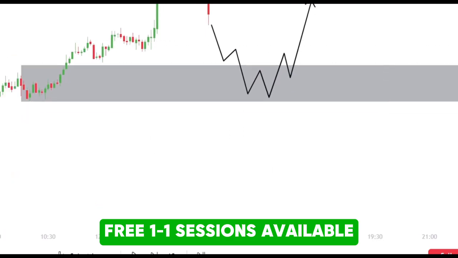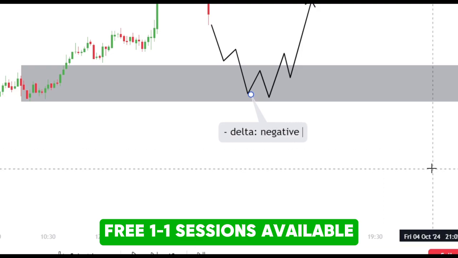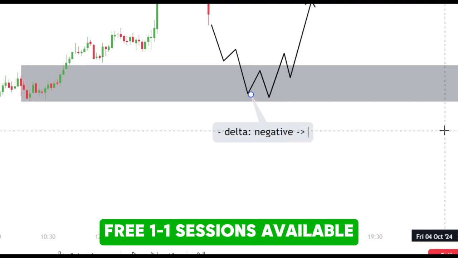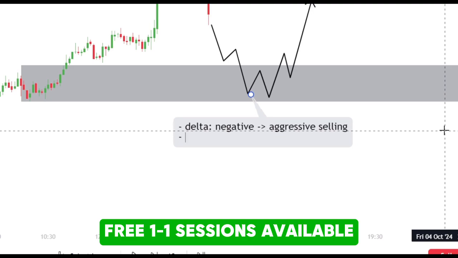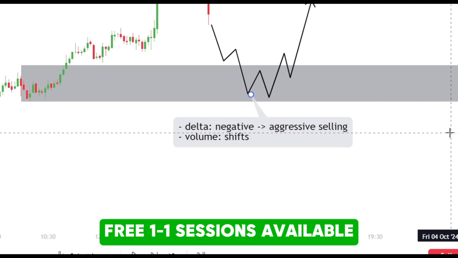Now, a couple of things we want to see over here. I'm going to break this down before we get into the actual candles. We're going to be looking at delta, and we want to see negative delta coming into the area. Negative delta represents aggressive selling, right? So we want to see aggressive selling. That's the first thing. The second thing we want to see is volume, and in particular, we want to look at shifts of volume. We want to see the volume shifting, and that's something we're going to be going over on the footprint chart.